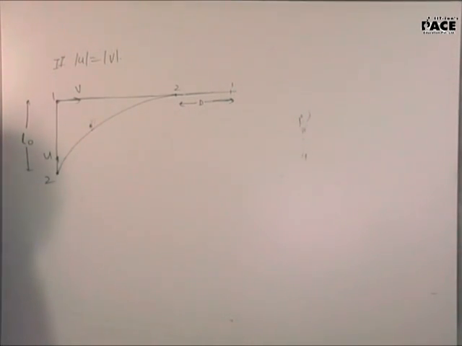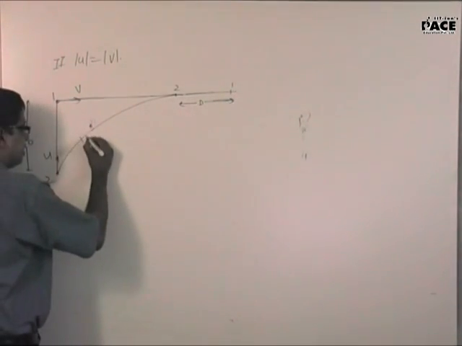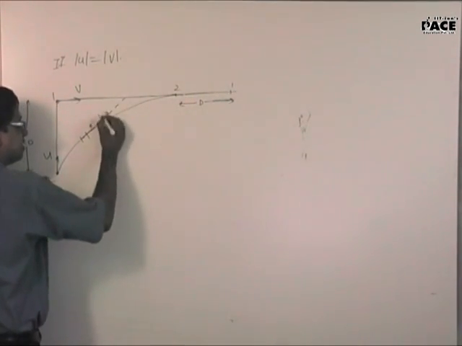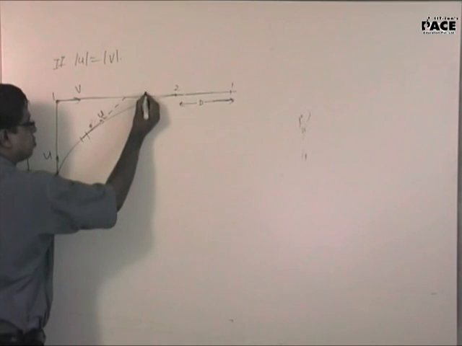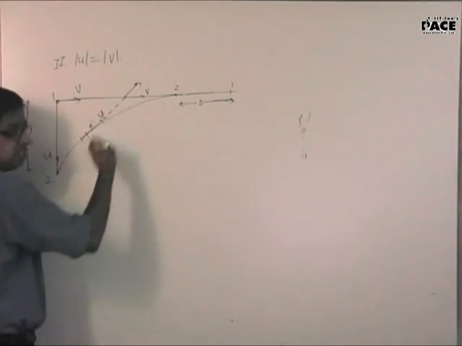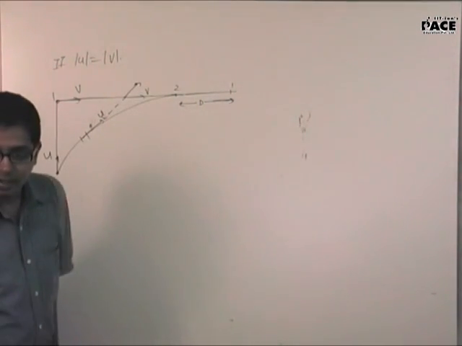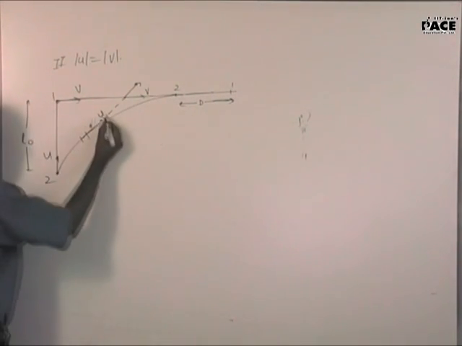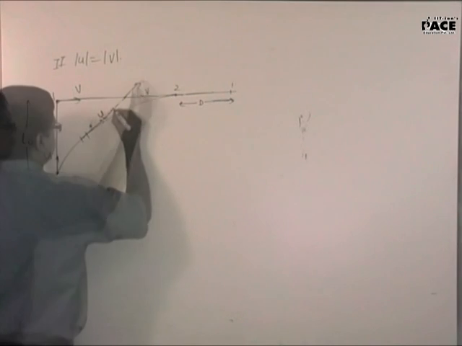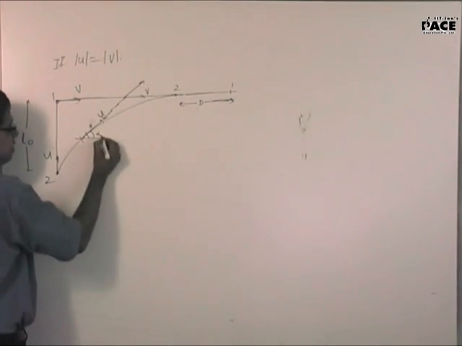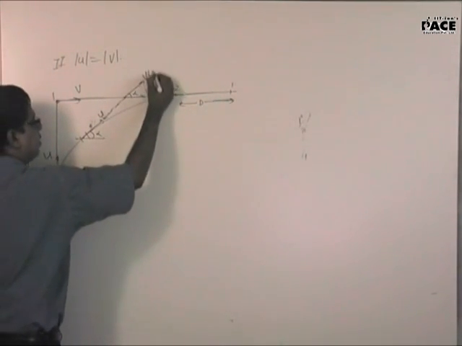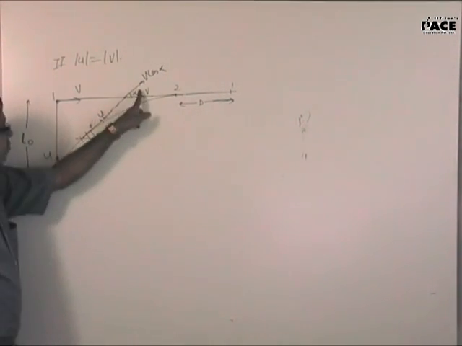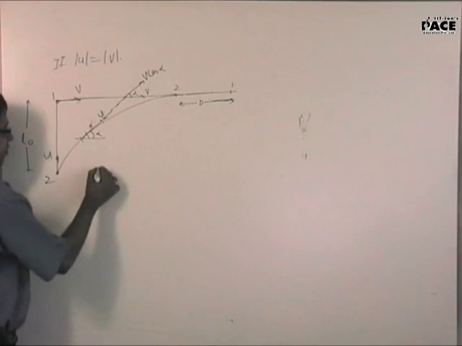How do we go about this? Consider this to be u. I am temporarily taking this as u and this as v so that you understand which is taken with respect to what. In the last step, I will substitute u equal to v. So in a small time interval, this is alpha and this is alpha. This is v cos alpha.